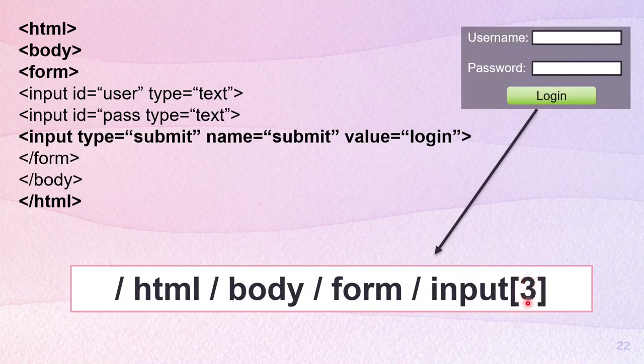Over here, the 3 indicates the index number. That is the third input type. That is the third input tag name I want to access. So this is how you will write your XPath.